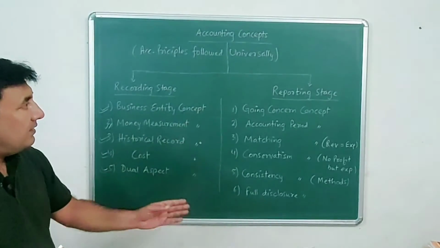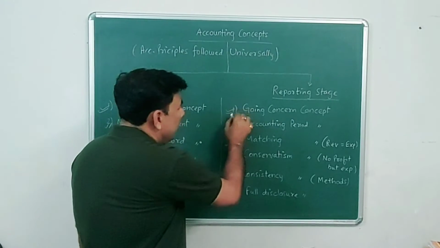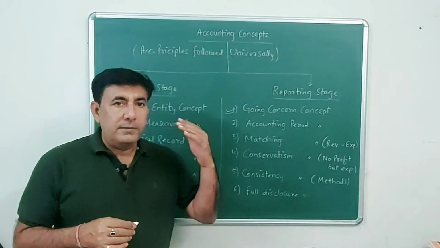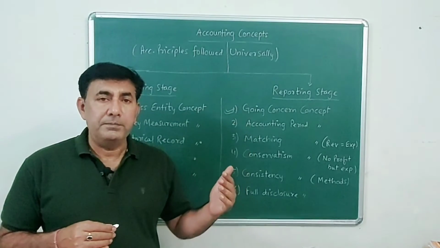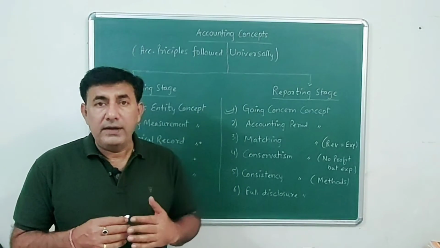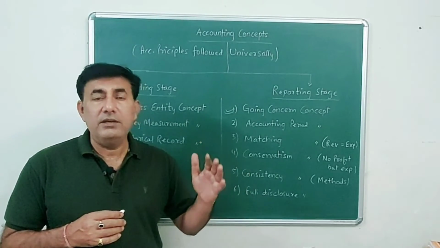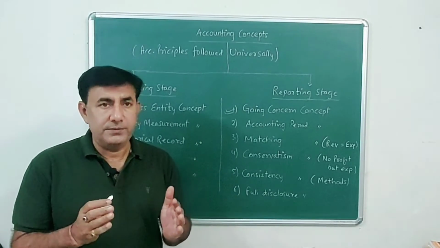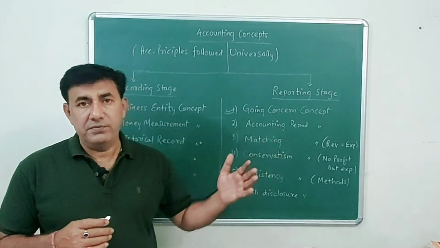Okay, let's see the concepts in the case of the reporting stage. The first one is the going concern concept. That means the business entity, the business enterprise, will last for a long time. It will not wind up in the near future. It will go on forever. It will exist infinitely. So this is one assumption, that every company has a long life.